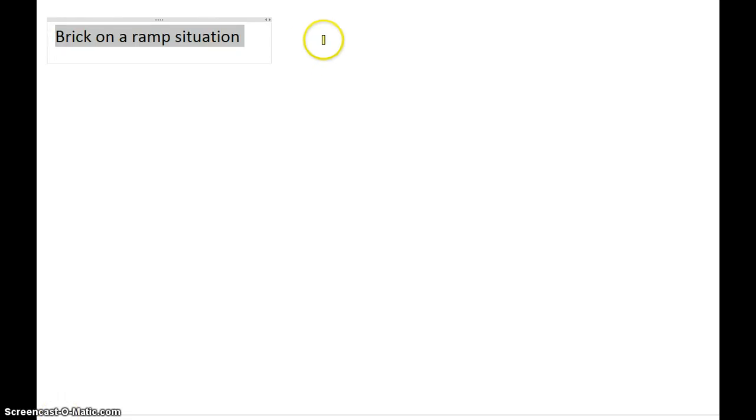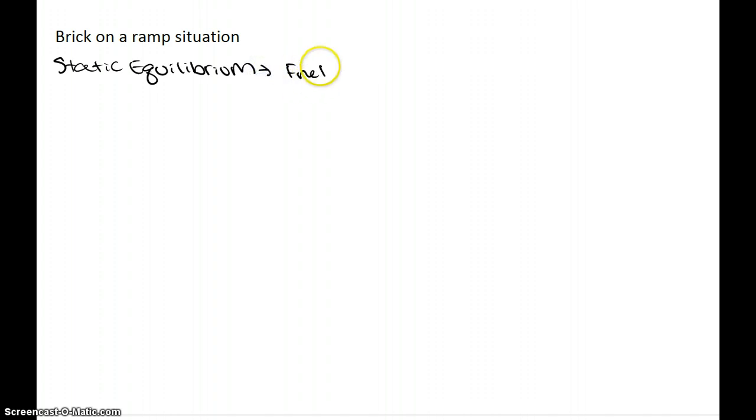There's one more situation that I want to look at as far as static equilibrium goes, and that is a brick on a ramp. So remember, for static equilibrium, we have that the net force is 0 and there's no acceleration. So that means that our object is either not moving or it's moving at a constant velocity.